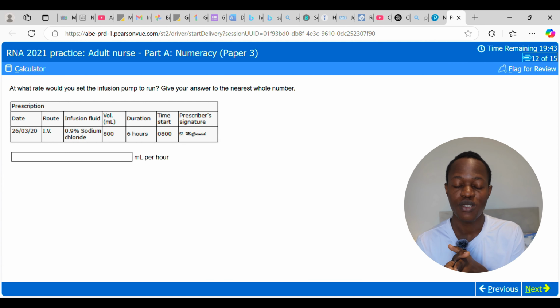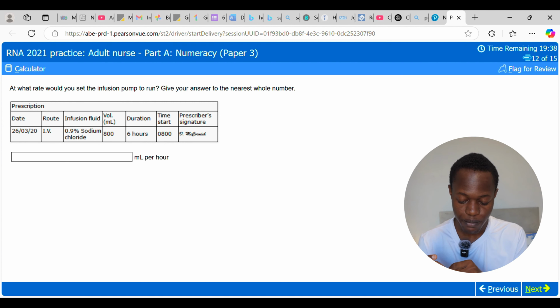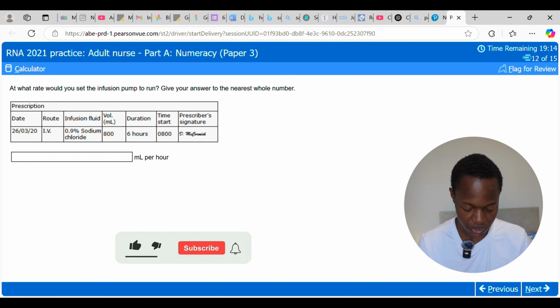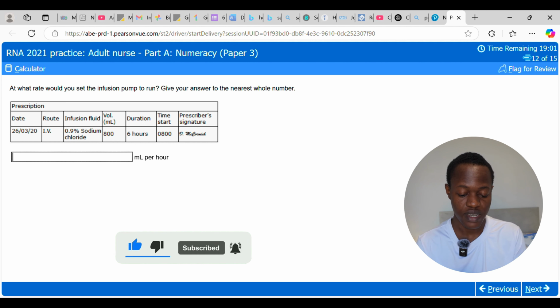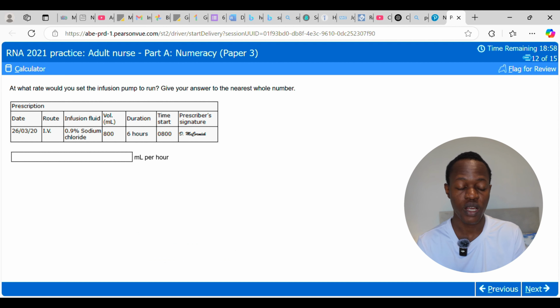Now we have come to the fluid rate charts. So at what rate should you set up the infusion pump to run? Give your answer to the nearest whole number. We have a fluid volume of 800 to run for 6 hours. So basically what we are going to do is to divide 800 by 6, and that should give us 133.33, and the instruction is to give your answer to the nearest whole number. So our answer is 133 ml per hour. Again, take note of your instruction and take note of your units.